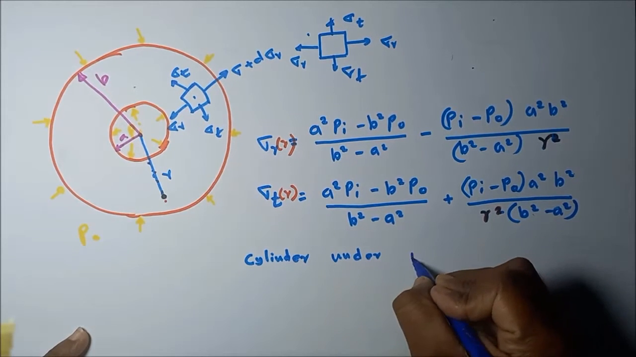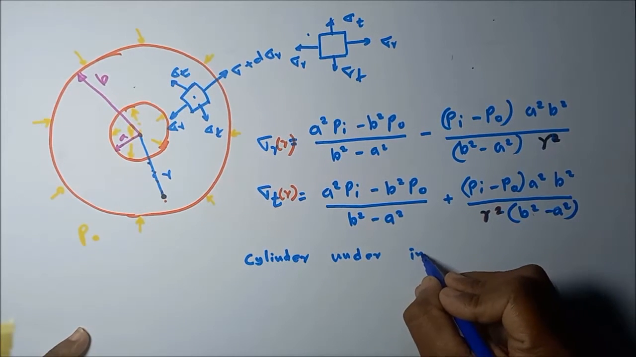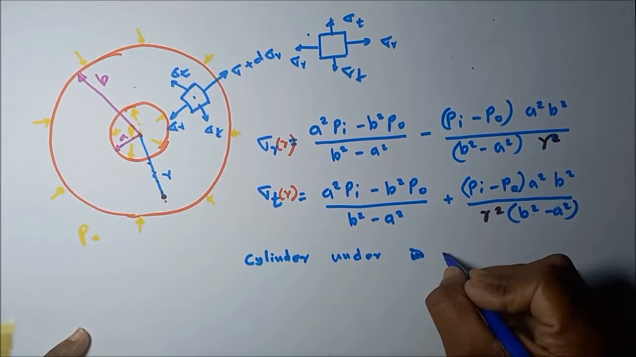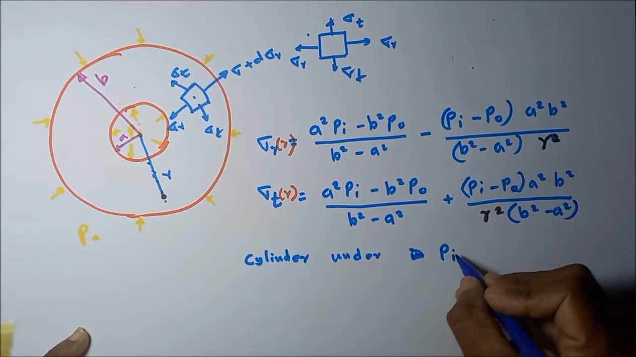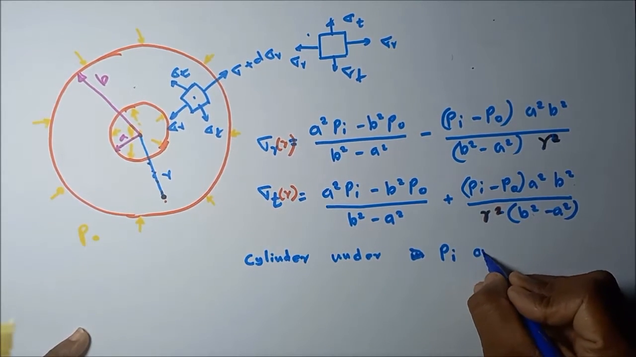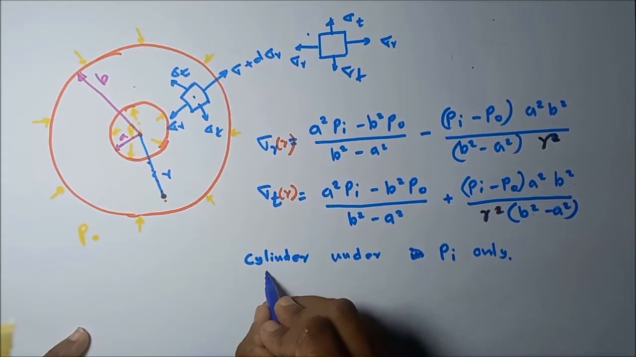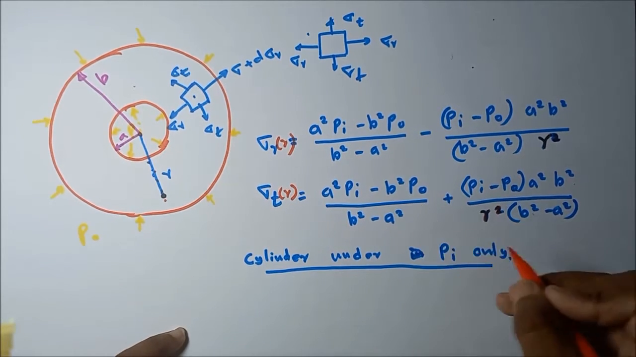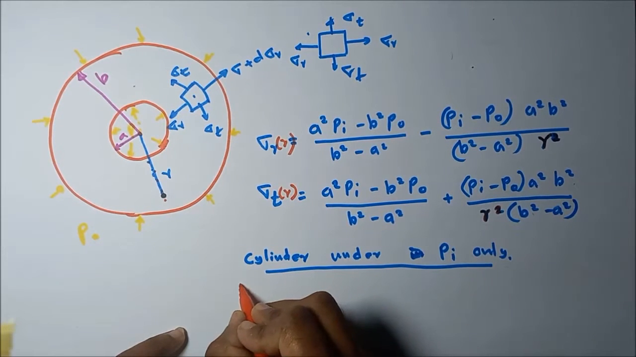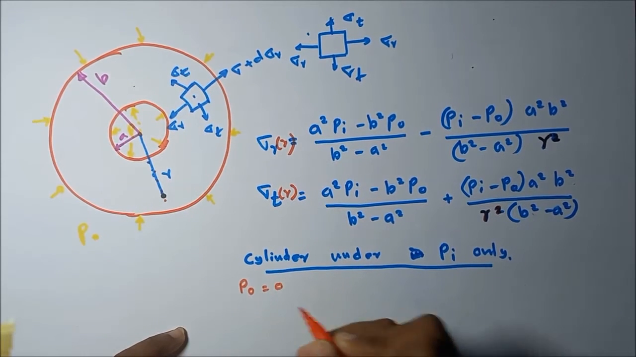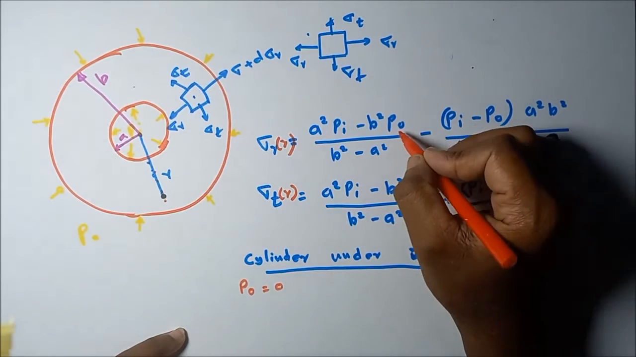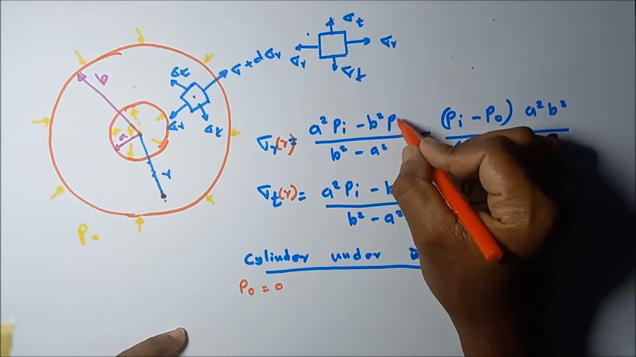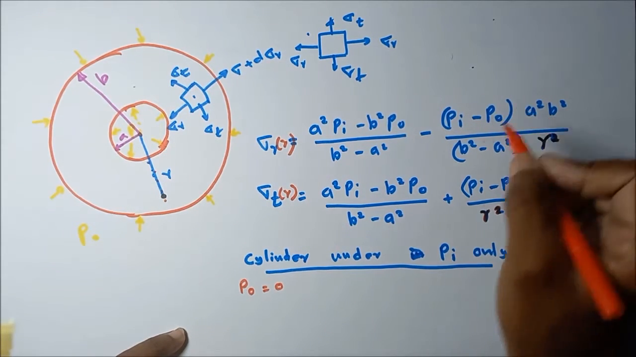I will write that: cylinder under internal pressure, Pi, only situation. Then how do we reduce these two equations considering that situation? When there is Pi only, P out is equal to 0. So these terms we can equate to 0, and then the equation can be reduced.